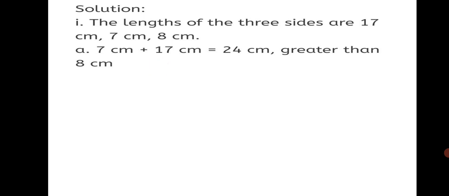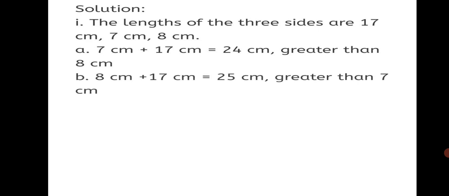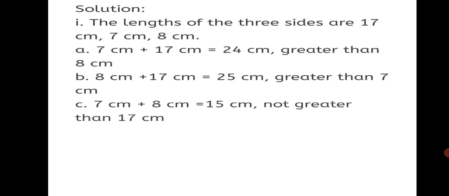Let's solve now B part. In B, we will change the sides. Let's take 8 centimeter plus 17 centimeter, which is equal to 25 centimeter. Compare it with the remaining side. 8 and 17 we have taken, so we have to compare it with 7. 25 centimeter is greater than 7 centimeter. So again the condition is fulfilled.